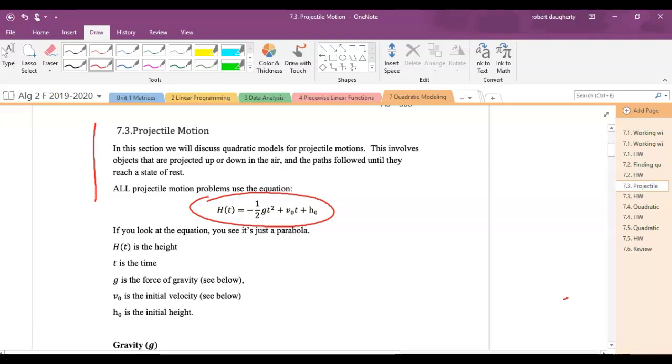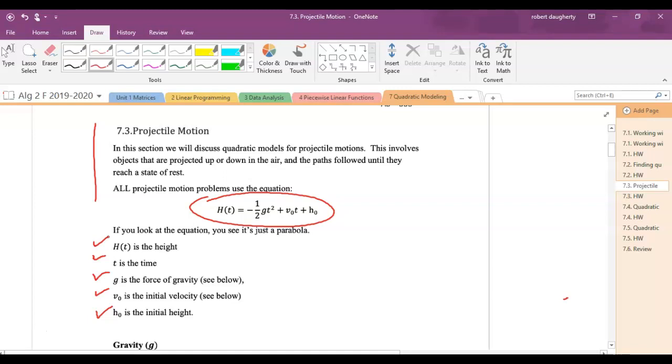But this equation, you may have seen this if you've taken a science or physics class. The height of an object is negative 1/2 gt squared, where g is the force of gravity, plus v sub 0 t. This notation just means the initial velocity. It's just a constant. That sub 0 means just initial. h0 is the initial height. And t is the time, in seconds, and h is the height of this object.